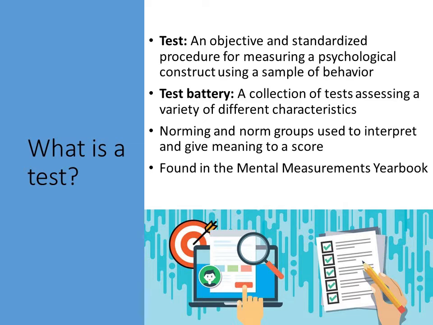In some cases, with some tests, we use norming and norm groups to give meaning to scores. These tests allow us to compare the scores of our applicants, our employees, to the scores of people from all over the country, sometimes all over the world. Some of the psychological tests that we use can be found in what is called the Mental Measurements Yearbook. But many of the tests that organizations use today were created specifically for them and for specific jobs. We can't always find the tests that we need in this yearbook.